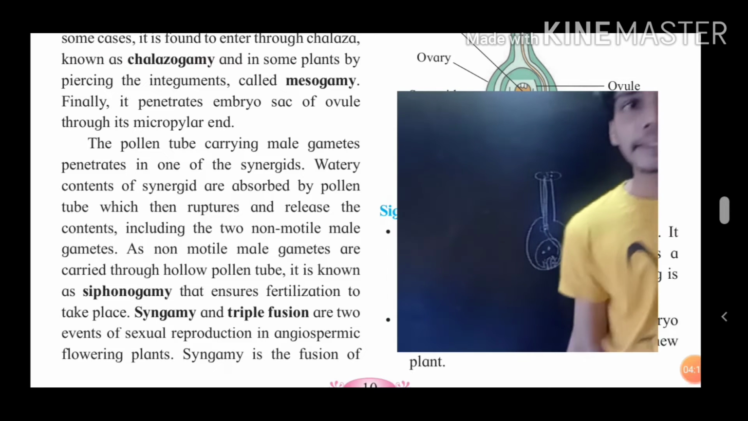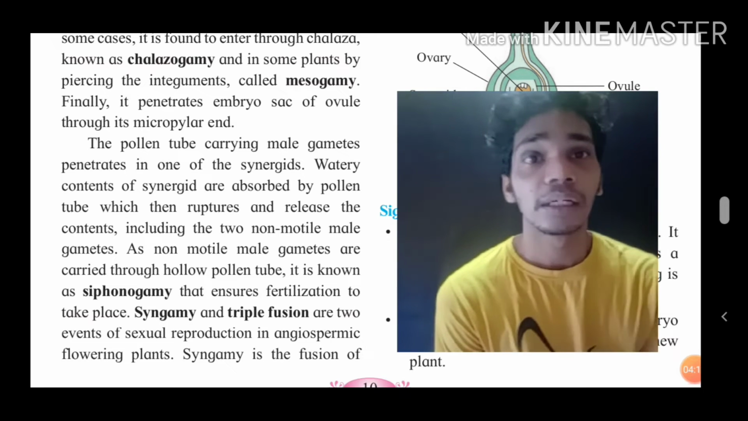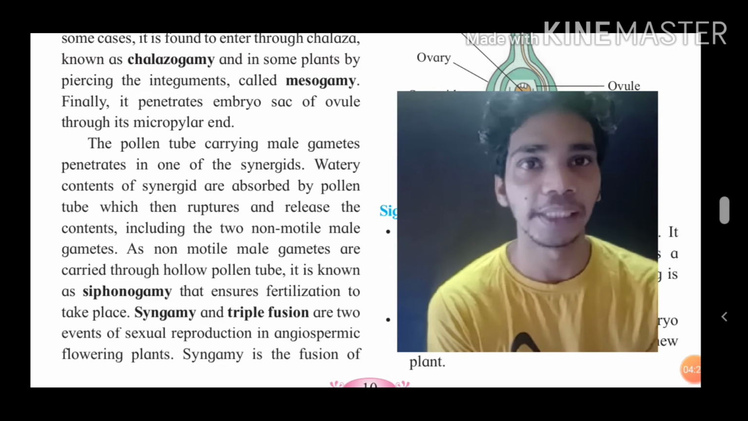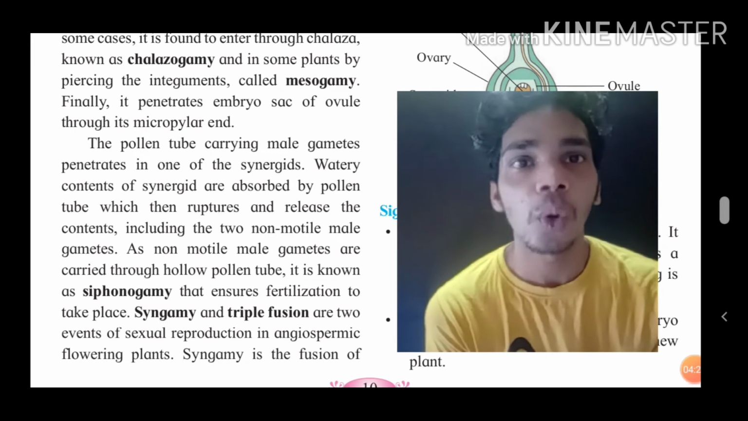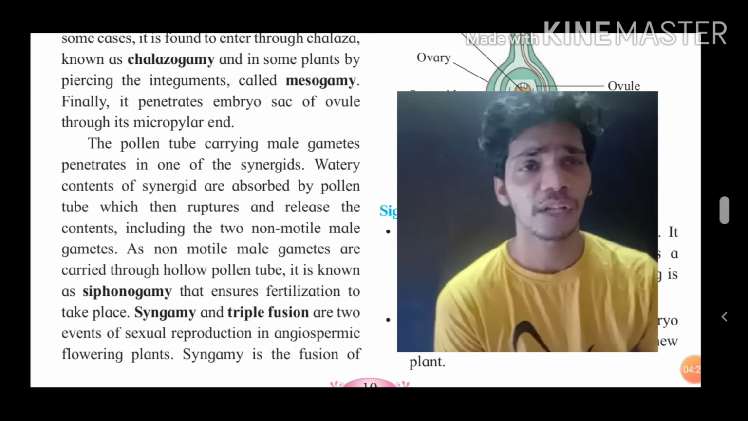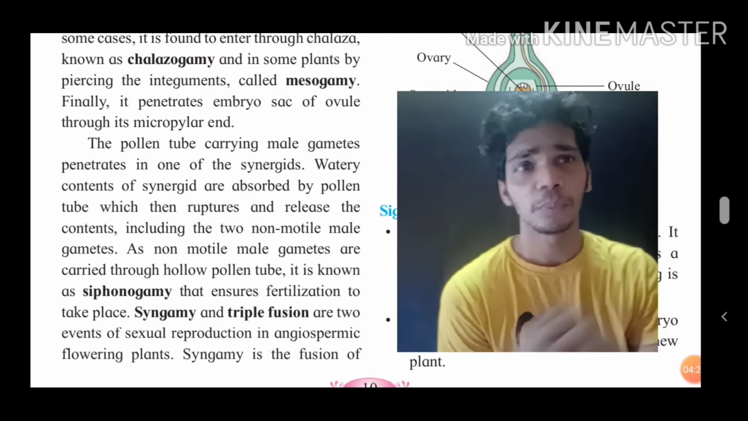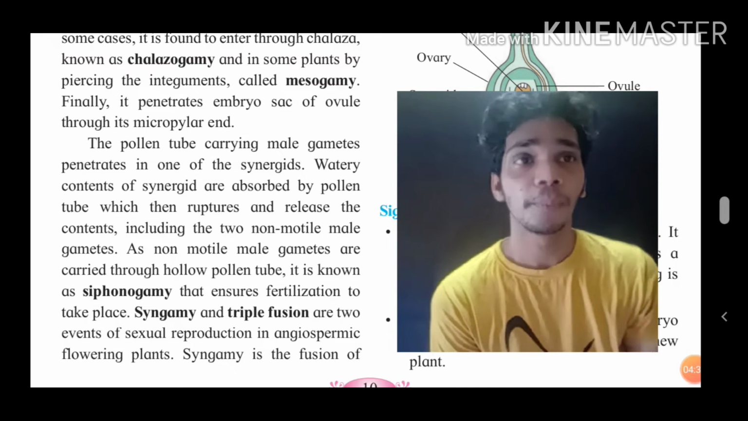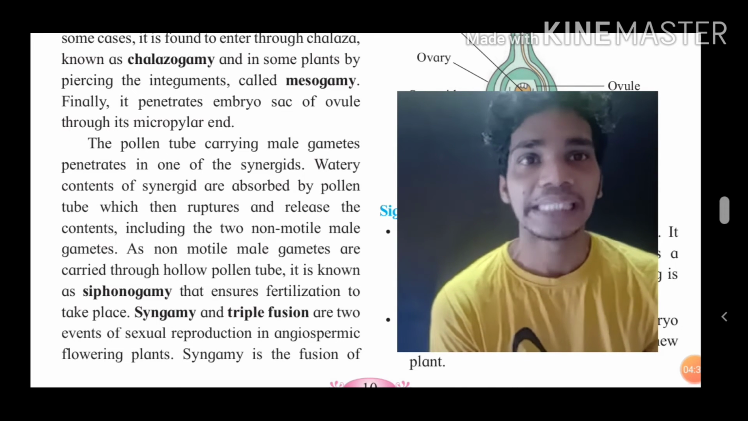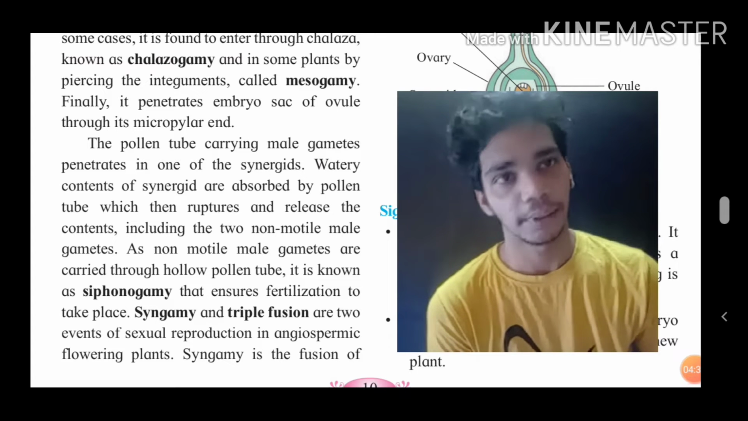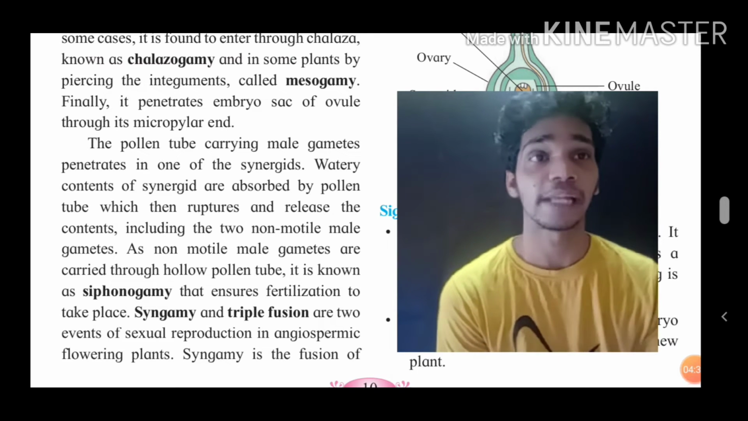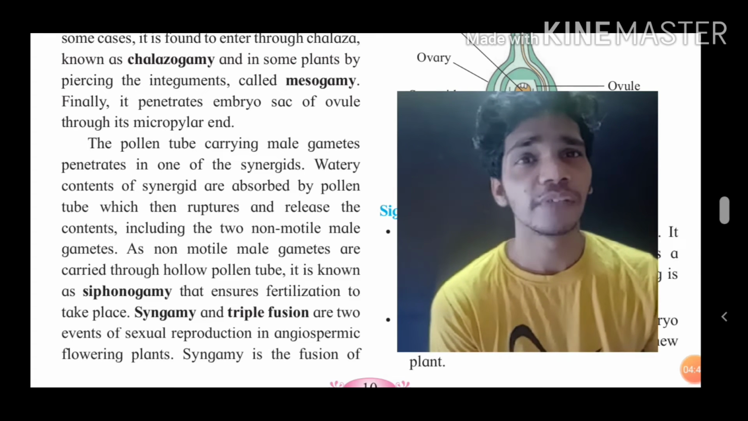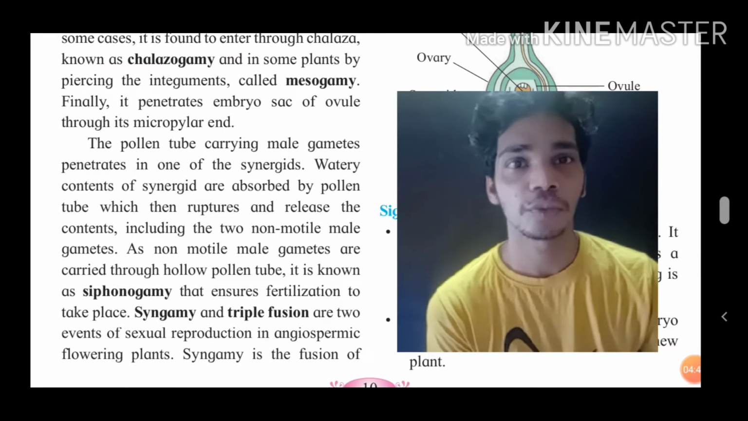Okay, as non-motile male gametes are carried through the hollow pollen tube, it is known as siphonogamy. We have to understand what siphonogamy is: carrying out of the non-motile male gametes through the hollow structure of the pollen tube. That ensures fertilization takes place. Which ensures what? Fertilization with the egg cell. Syngamy and triple fusion are the two events of sexual reproduction in angiosperms.